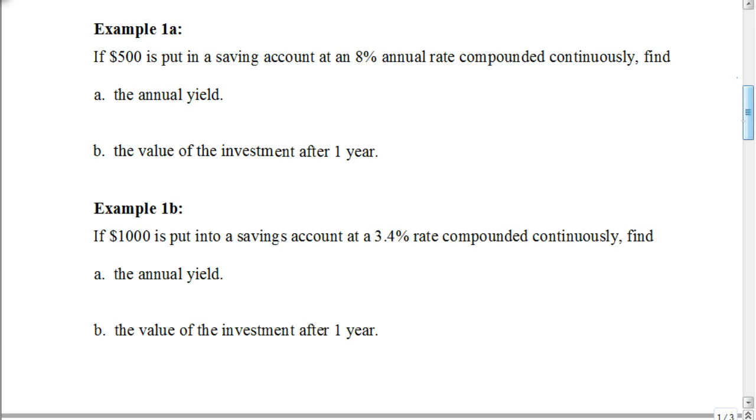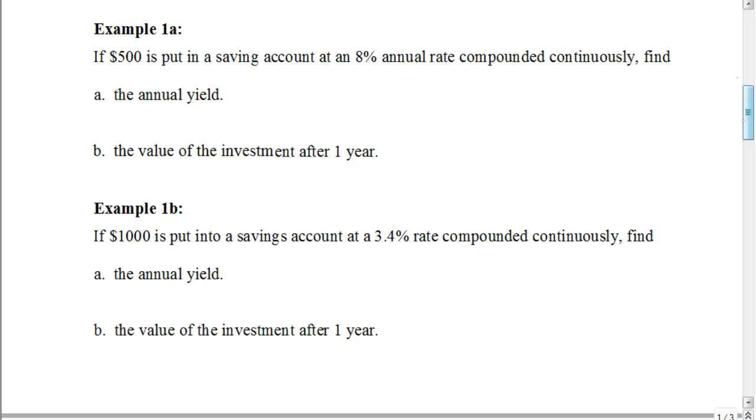It says if $500 is put in a savings account at an 8% annual rate compounded continuously, we want to find the annual yield. So we know the annual rate is going to be 8%, but in reality, what does that mean as far as what are we gaining for every dollar that we invest? What are we gaining on that every year?